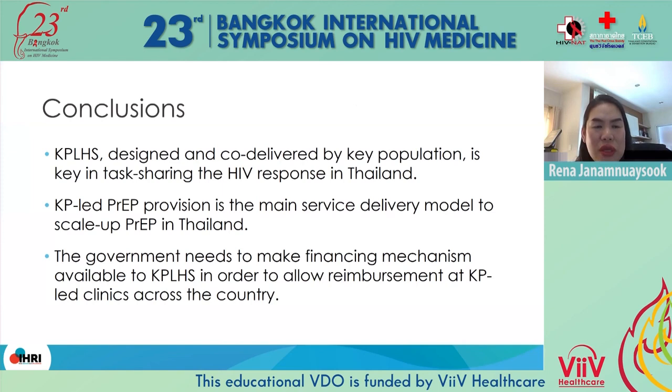And in conclusion, I would like to end here: key population-led health services, which are designed and co-delivered by key populations, are key to task sharing in the HIV response in Thailand. And specifically for PrEP, key population-led PrEP provision is the main service delivery model to scale up PrEP in Thailand, and it needs to be expanded throughout the country.